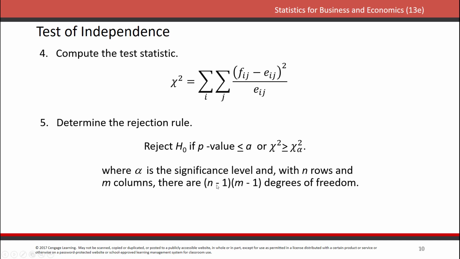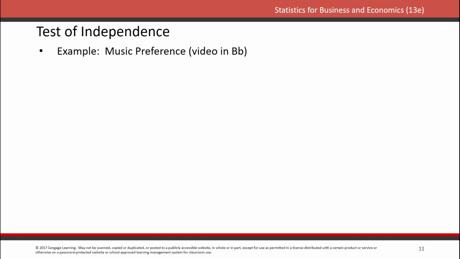Be careful with the degrees of freedom: instead of n minus 1, it's your rows minus 1, times your columns minus 1. And I do have an example of a test of independence in Blackboard where the columns are the music preference and the rows are where some individual lives, to see if a preference for a certain type of music is independent of where they live.